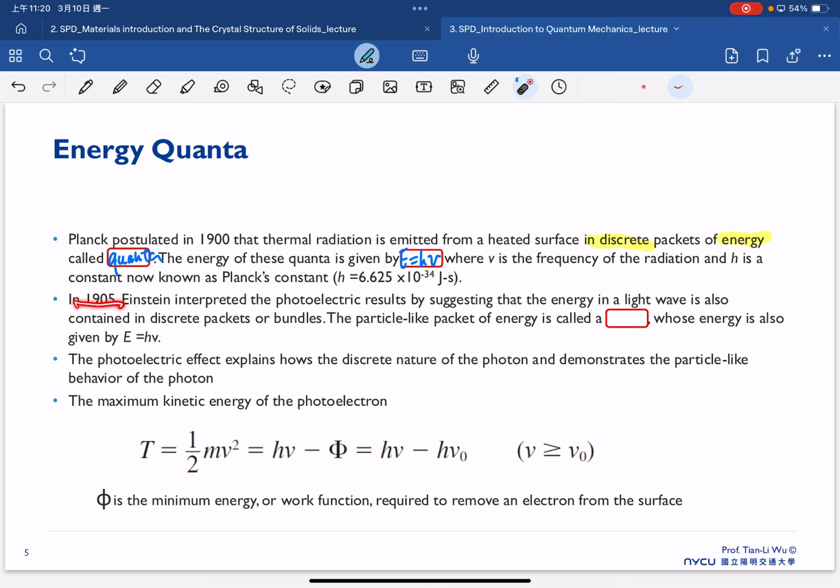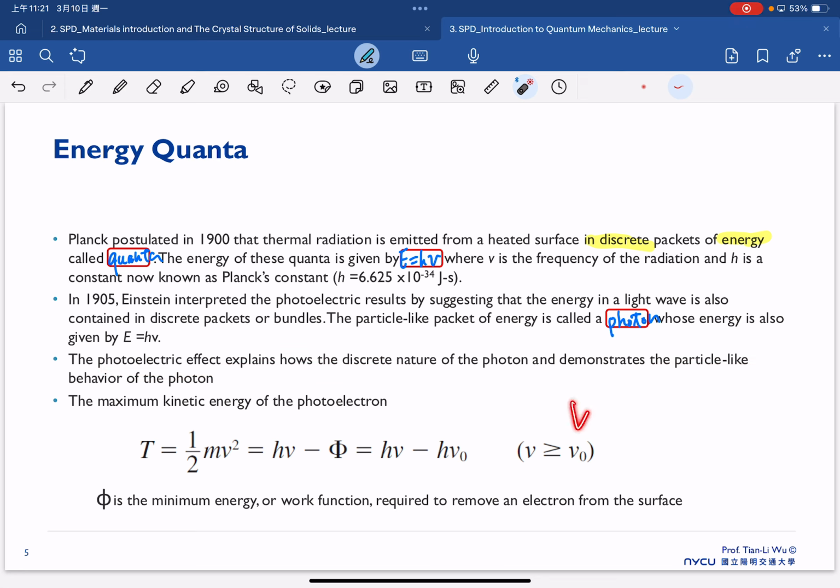And in 1905, Einstein also interpreted the photoelectric result by suggesting that energy in a light wave is also contained in discrete particle bundles. The particle-like packet of energy is called the photon, whose energy is also given by E equals hν. So the photoelectric effect explains the discrete nature of a photon and demonstrates the particle-like behavior of the photon.